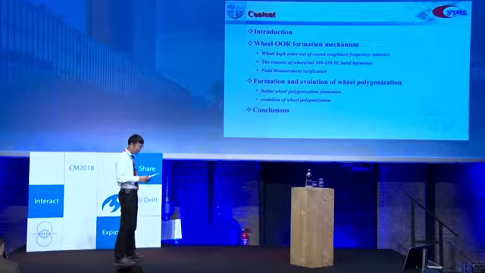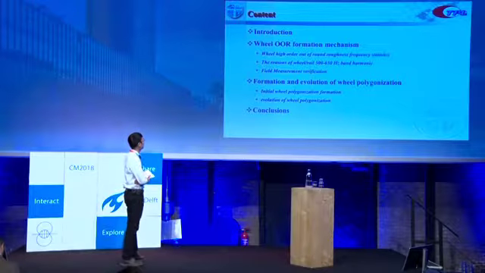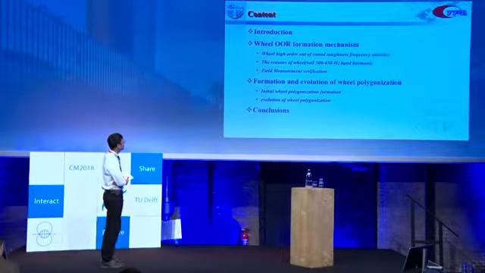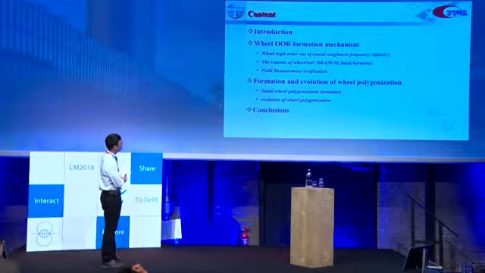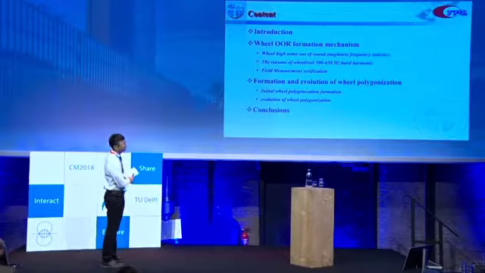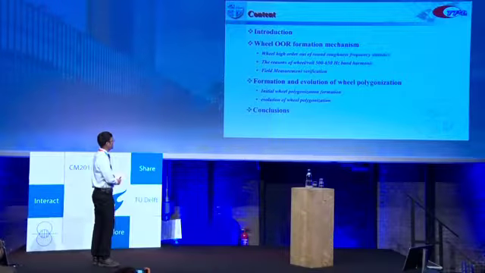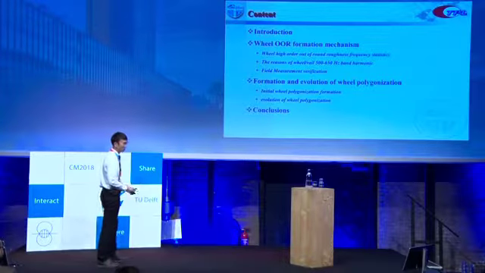First, the content. There are 4 contents in my presentation. First, the introduction and the wheel OR formation mechanism. Second, mainly focus on the frequency statistics and reasons why wheel polygon harmonic and field measurement verification. Number 3, formation and evolution of wheel polygonization. And number 4, the conclusions.